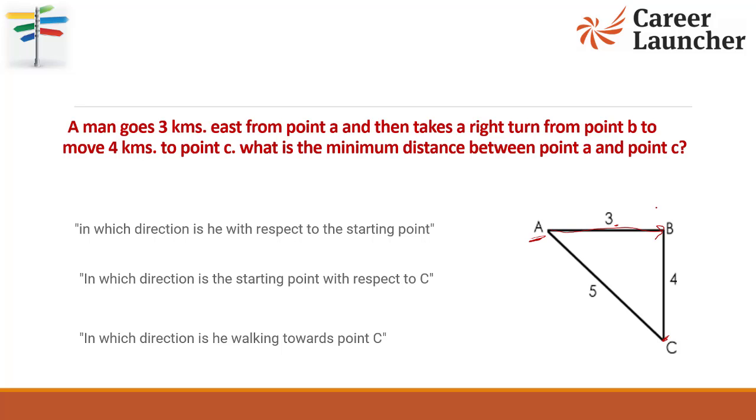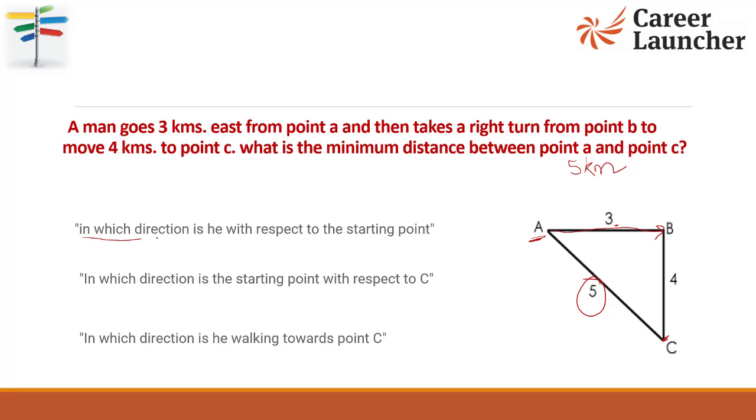The minimum distance between point A and C would be a straight line connecting A and C. Now this looks like a right angle triangle. So I have a right angle triangle with one side 3, other side 4. I know the third side should be 5 only. Now look at the questions here. The minimum distance between point A and C, it's 5 kilometers. That has been answered here.